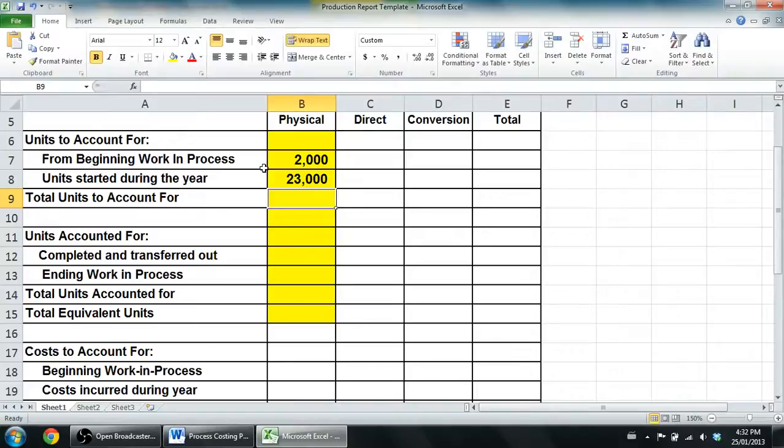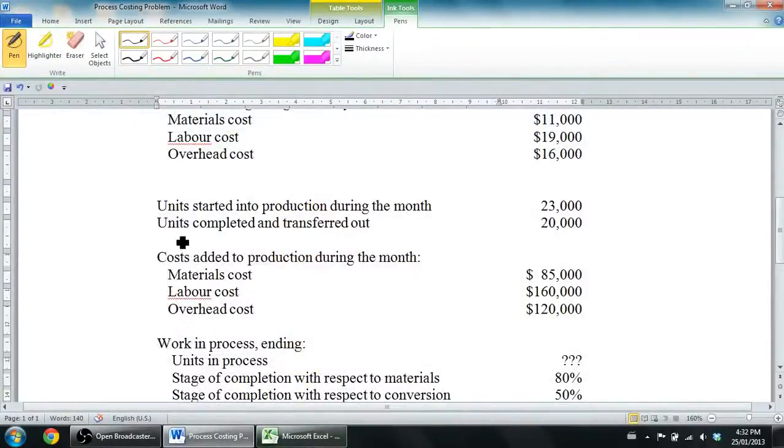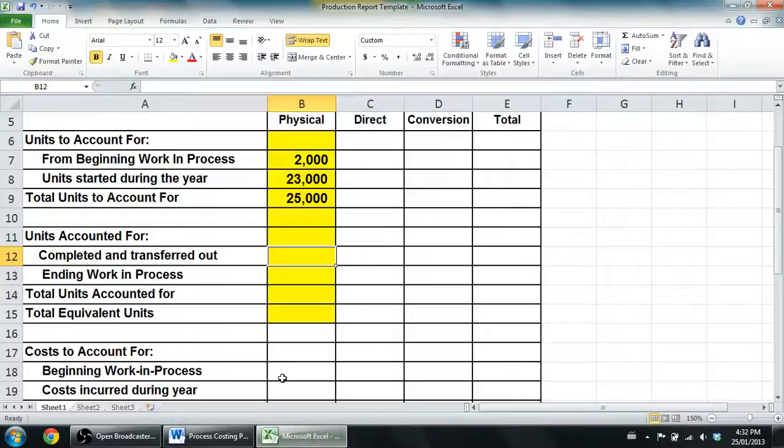Total units to account for. Well, 2 plus 23. Total those two numbers. So equals 2,000 plus 23,000. It's 25,000. Units accounted for as follows. Units completed and transferred out. Units completed and transferred out, 20,000. Okay, let's fill that in.